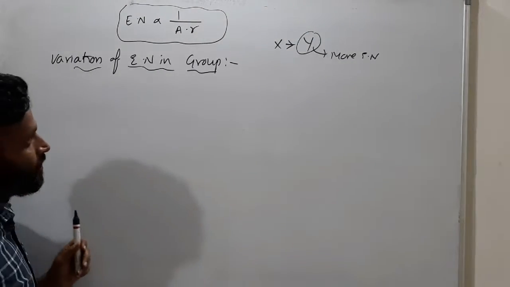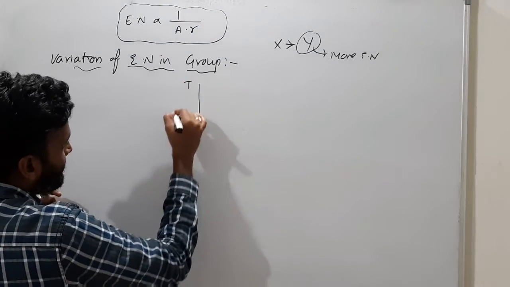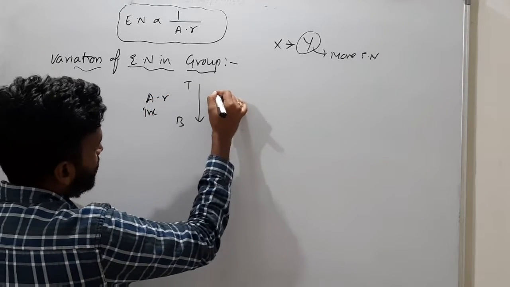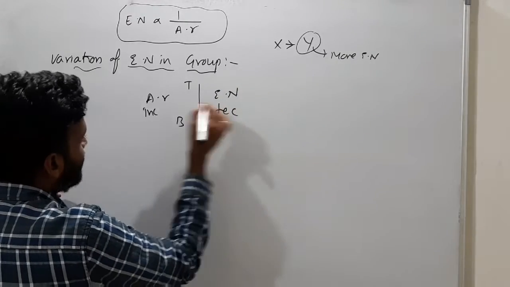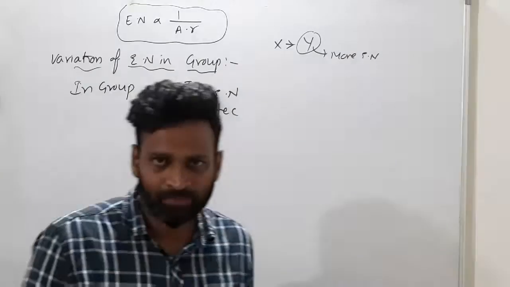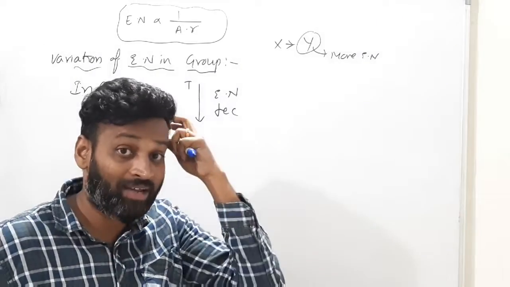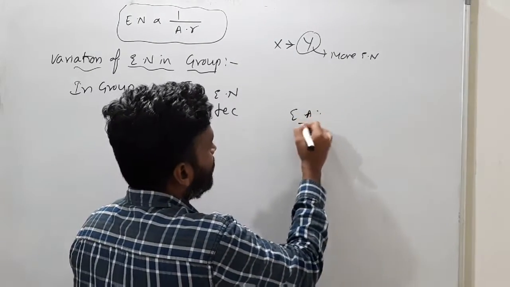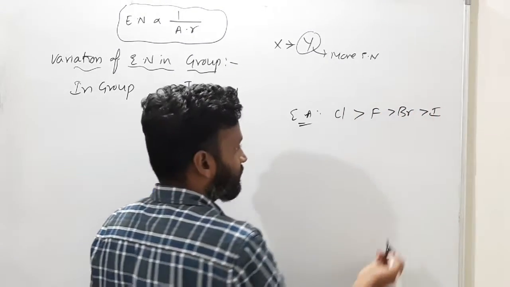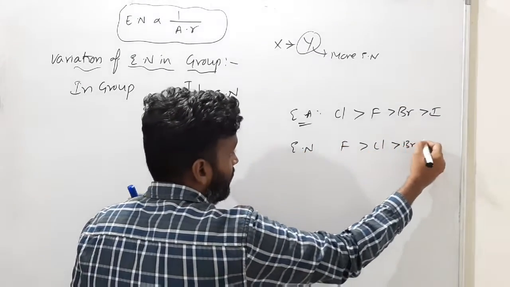So variation of electronegativity in groups. From top to bottom, what happens to atomic radius? It increases. Therefore electronegativity decreases from top to bottom in a group. No exceptional cases, nothing. Do you remember electron affinity? Chlorine has more than fluorine, than bromine, than iodine. But for electronegativity, it is fluorine, chlorine, bromine, then iodine.